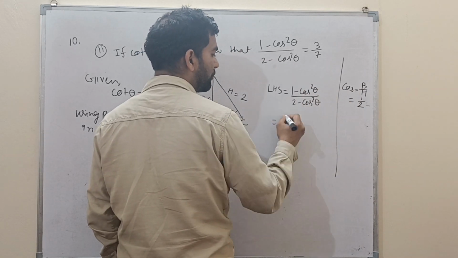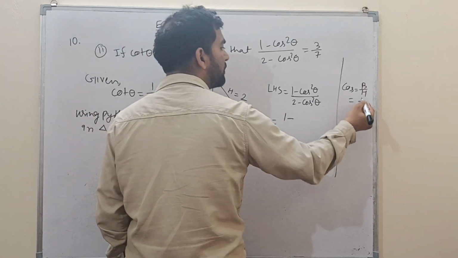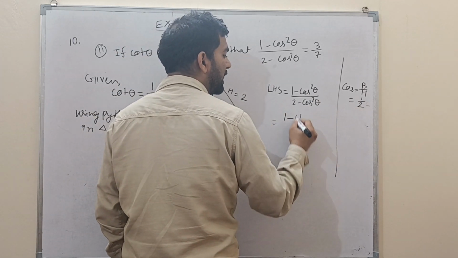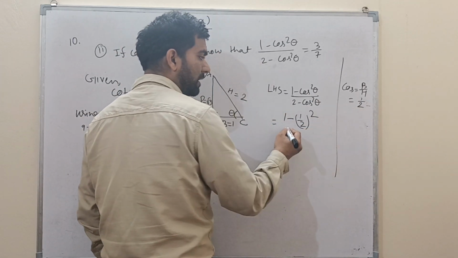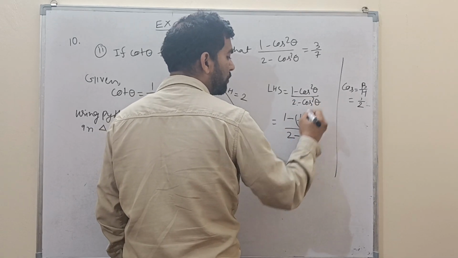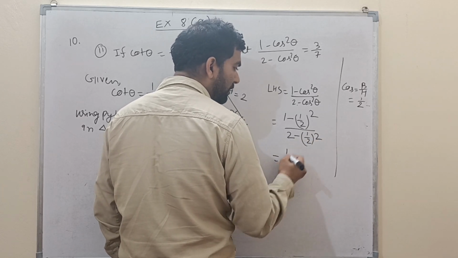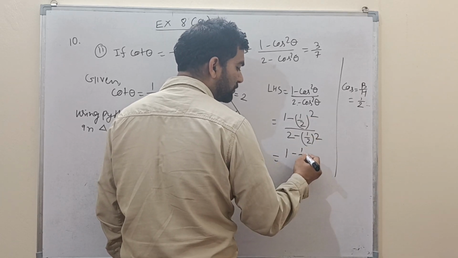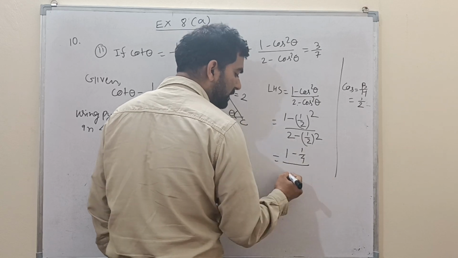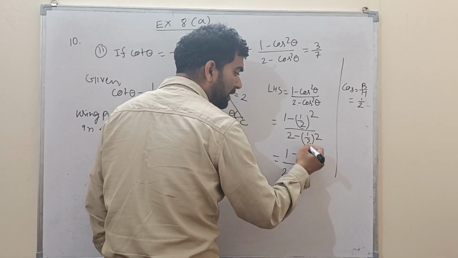So it will be what? 1 minus, at place of cos, I will write 1 by 2 and square. So square will be square, here 2 will be 2. Then minus cos, so 1 by 2 square. So 1 will be 1, 1 square will be 1, 2 square will be 4. Here also same thing, 2 will be 2, 1 square will be 1, and 2 square means 2 2s are 4.